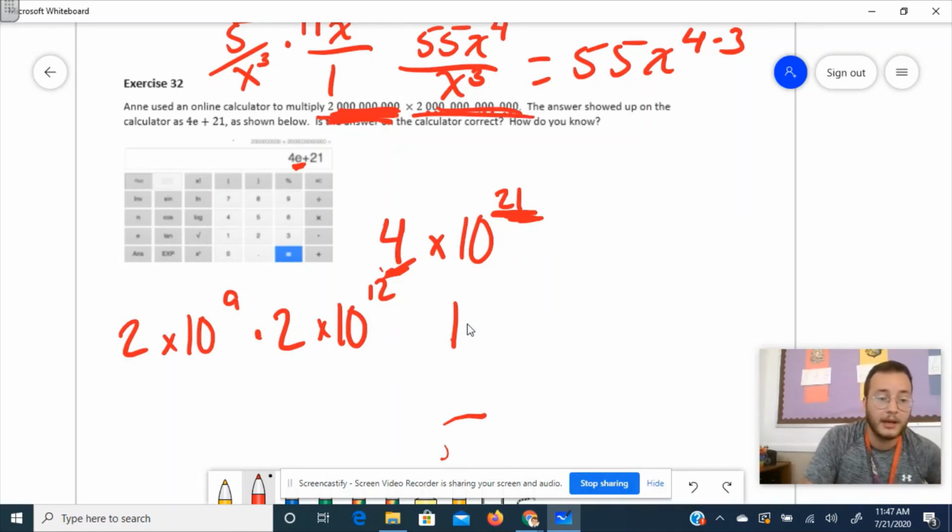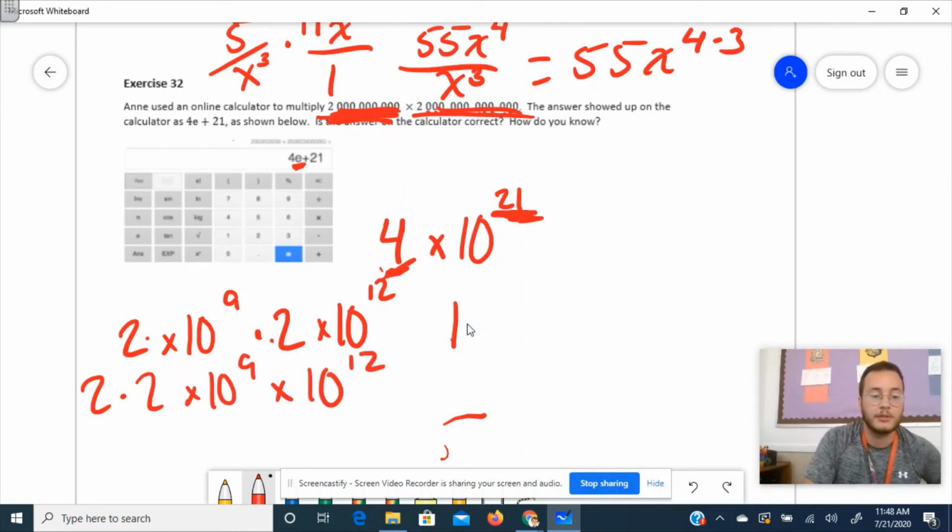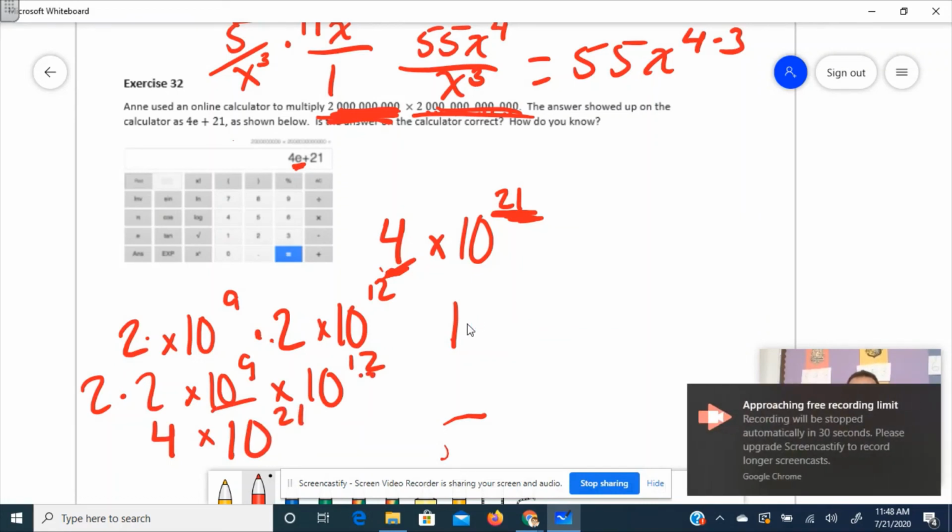Well, the commutative property says I can do 2 times 2 by itself, and then I have times 10 to the 9th times 10 to the 12th. 2 times 2 is 4, times, I have the same base of 10, so 9 plus 12. That would give me 21. So yes, that answer is correct.